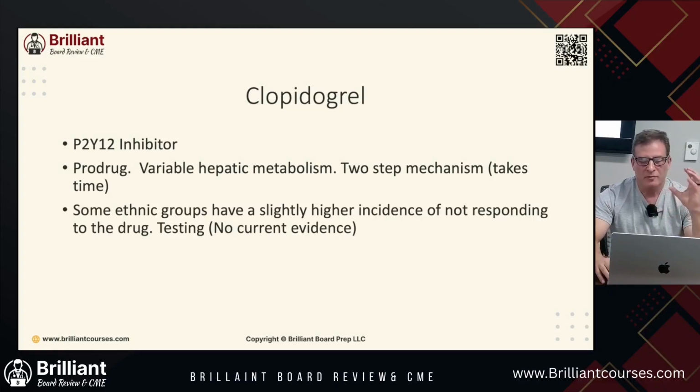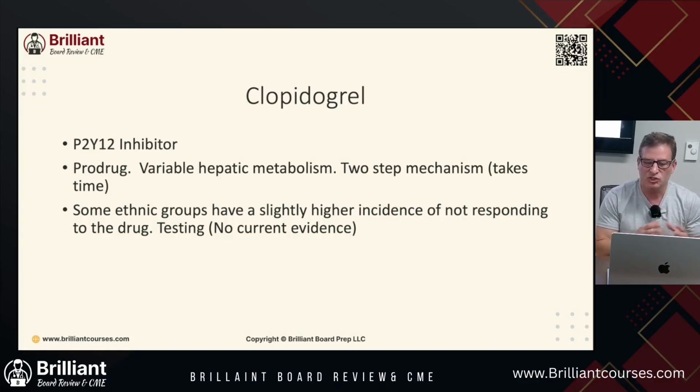Now, some ethnic groups have a higher incidence of not responding to the drug. There is testing for this, and it's usually Southeast Asians. Some of these ethnic groups do not respond to this drug. So they're taking this medication and they're not getting the value from it. There is a test that can be done, but there's not great evidence that says that we should do this for certain groups.